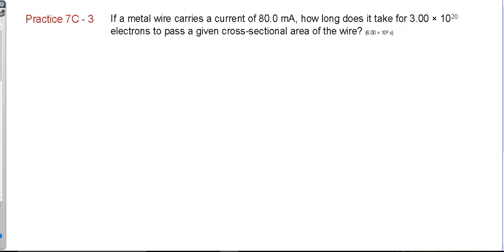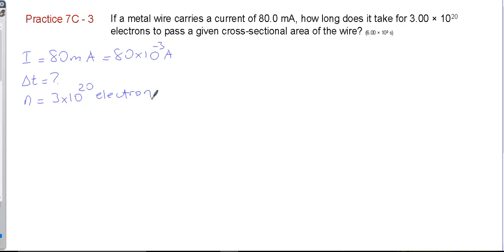3. An emitter wire carries a current of 80 milliampere. I is 80 milliampere, and it is equal to 80 multiplied by 10 to the power of minus 3 ampere. How long does it take? Delta T is wanted, for 3 times 10 to the 20 electrons to pass. Again, N is given: 3 times 10 to the power of 20 electrons pass through the cross section of that conducting wire.